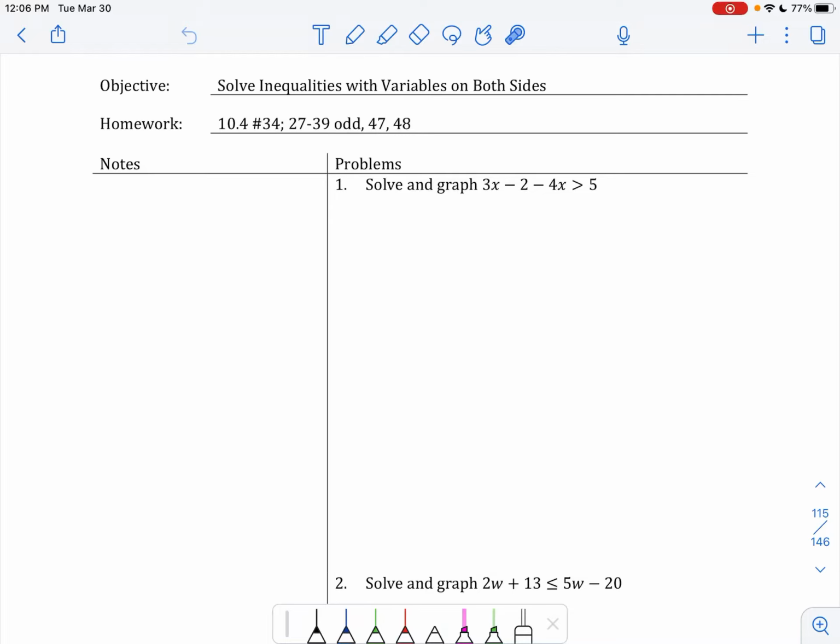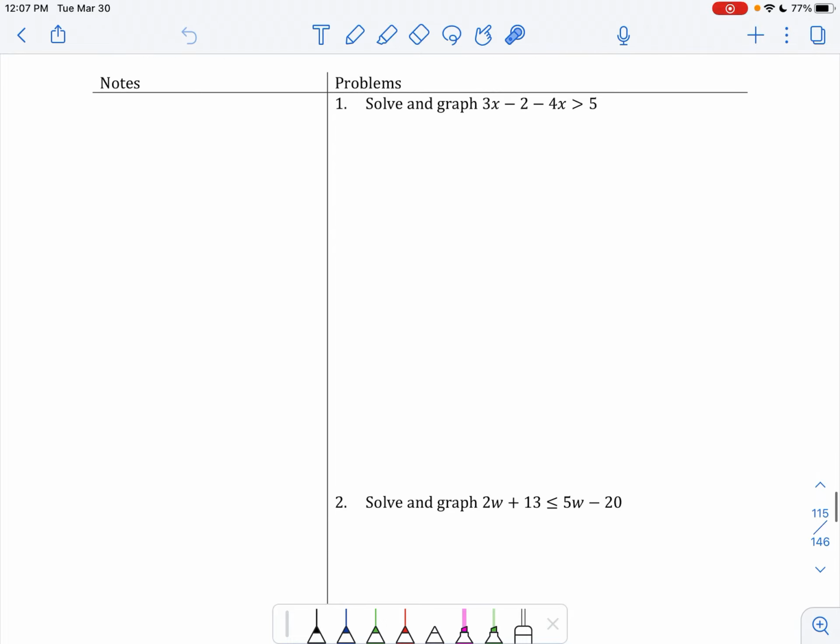Hello, and we're going to get started with this week looking at more inequalities. So that's why we reviewed those last week. And we're going to look at them with variables that appear multiple times. So we've got one with multiple terms on one side and then on both sides here. So find your notes and we're going to get started.